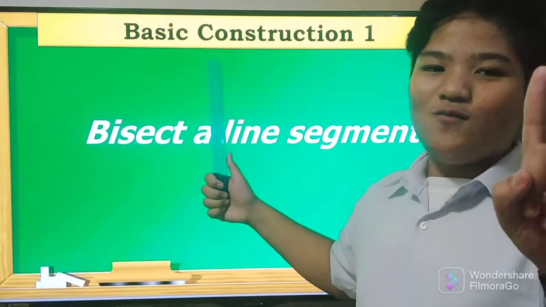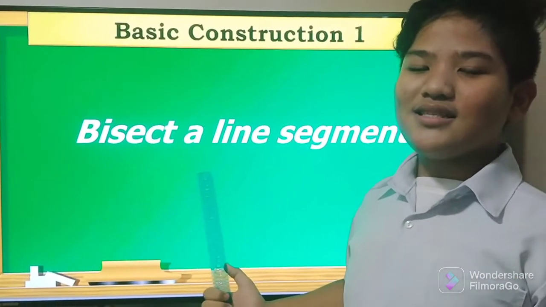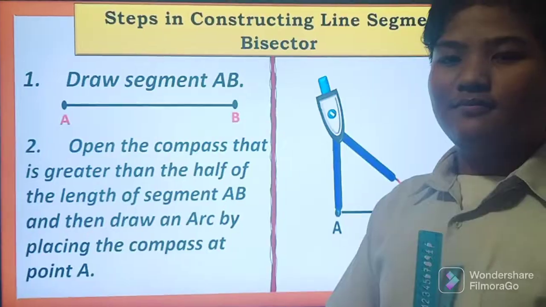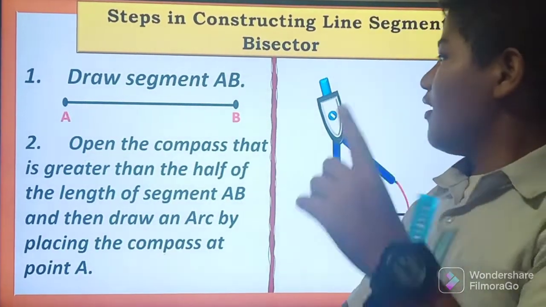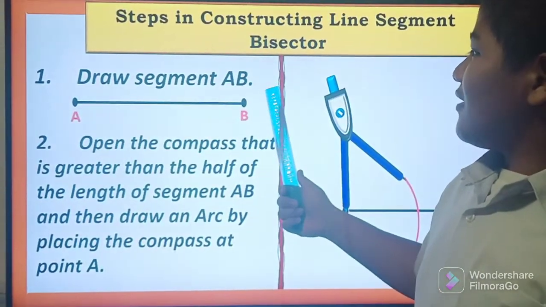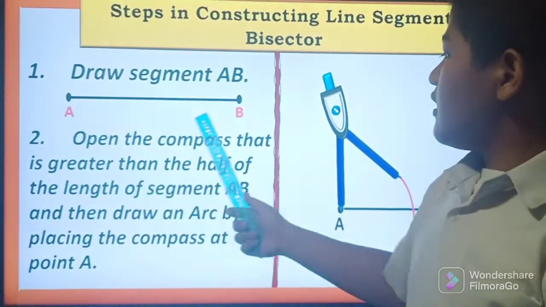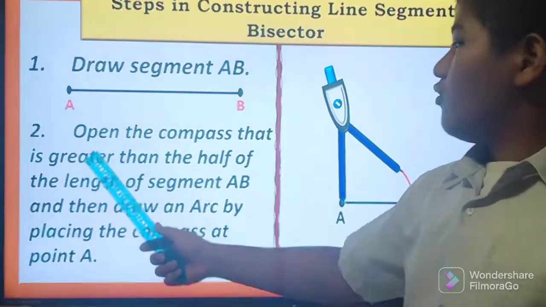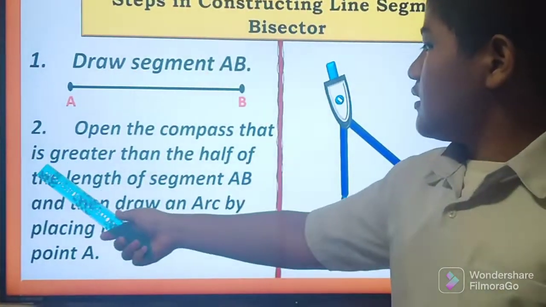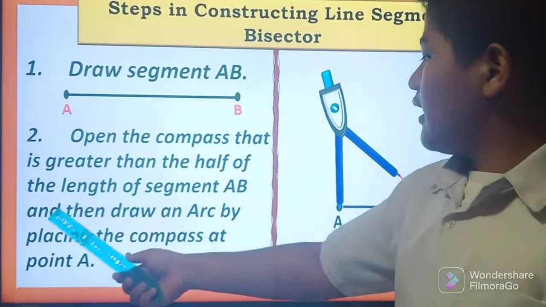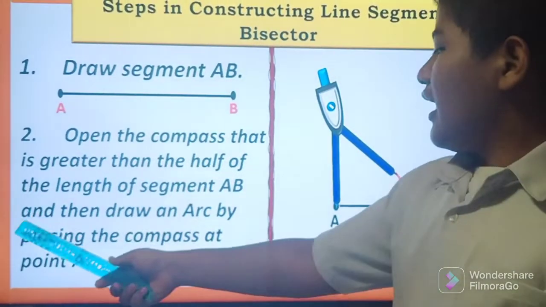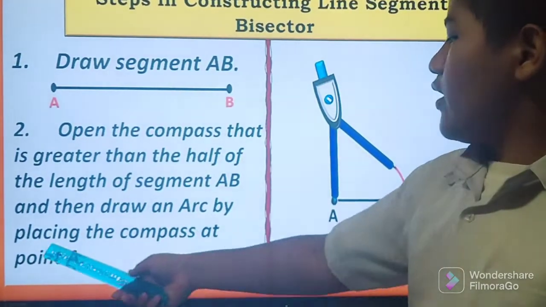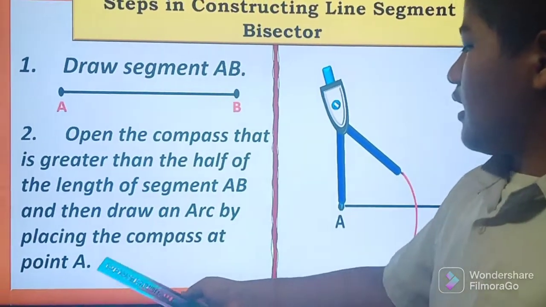Basic construction 1. Bisect a line segment. Number 1. Draw segment AB. This is AB. Number 2. Open the compass greater than half of the length of segment AB. And then draw an arc by placing the compass at point A.